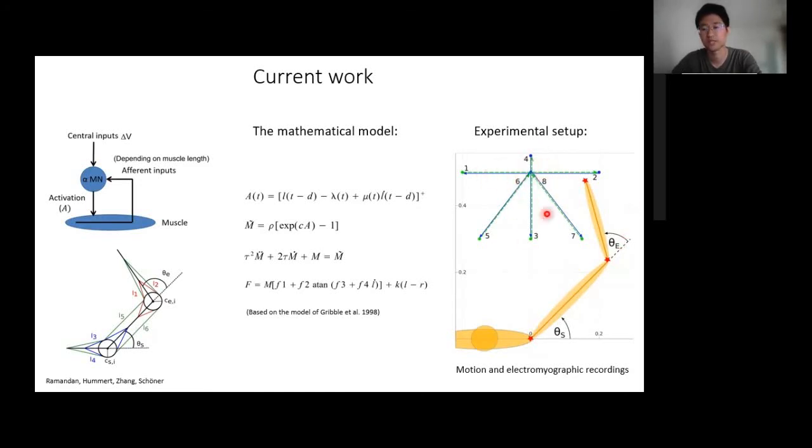We let the subjects do reaching movements with two joints between different targets. And we also have an electromyographic recording system, with electrodes on the surface of the skin to measure muscle activations. And Rashid Ramadan has been developing an algorithm based on optimization to estimate the control command based on this theoretical model. So we measure the output and we have a model, and we develop an algorithm to estimate what the input to the model is.